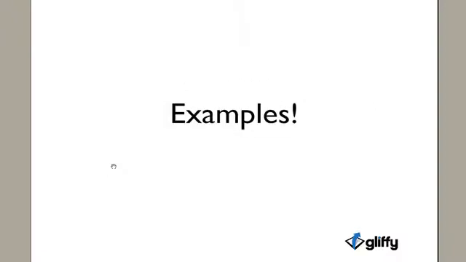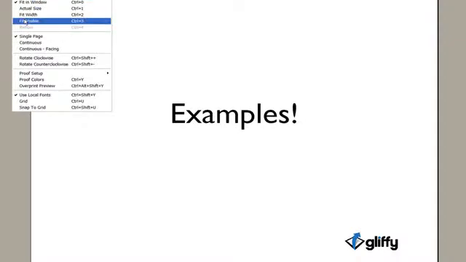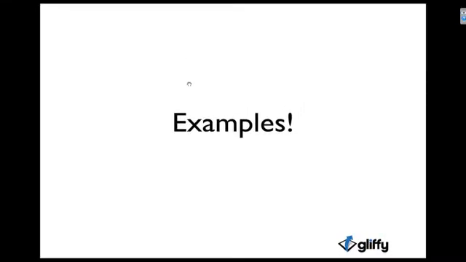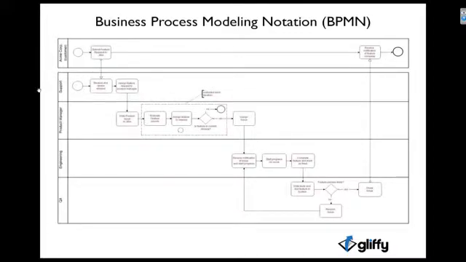So here are a few examples of different types of drawings. I've actually put this in full screen mode. Here are a bunch of different examples of different types of drawings you can make with Gliffy. This is a business process modeling notation diagram, obviously used for describing business processes. This was a big feature request from our users to add this symbol library, and so we actually added this in the beginning of this month for Confluence.